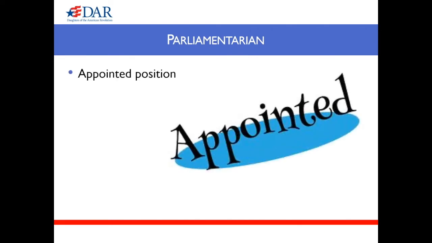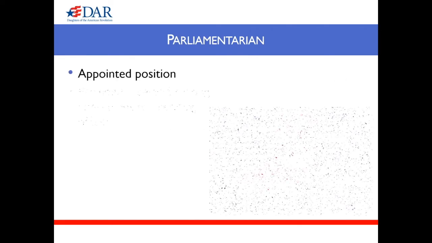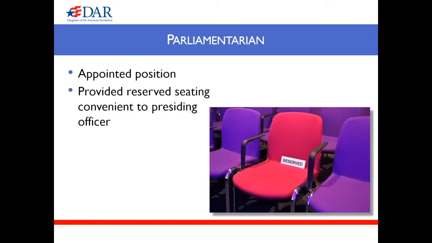The position of parliamentarian is an appointed position and would have reserved seating with state or chapter chairman for social events or meals. For business sessions, the parliamentarian is seated to be convenient to the presiding officer. Often, this is the first seat to the left of the lectern.